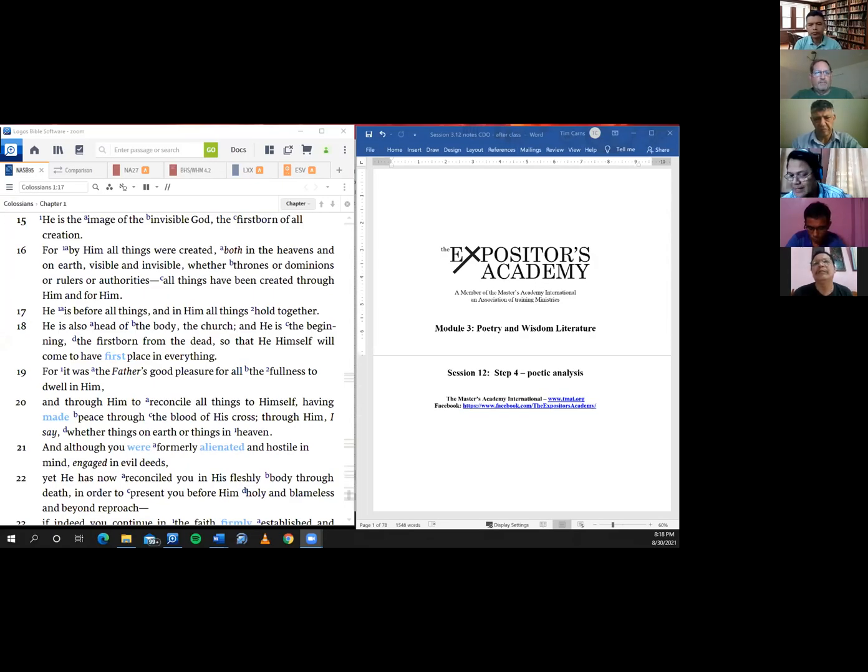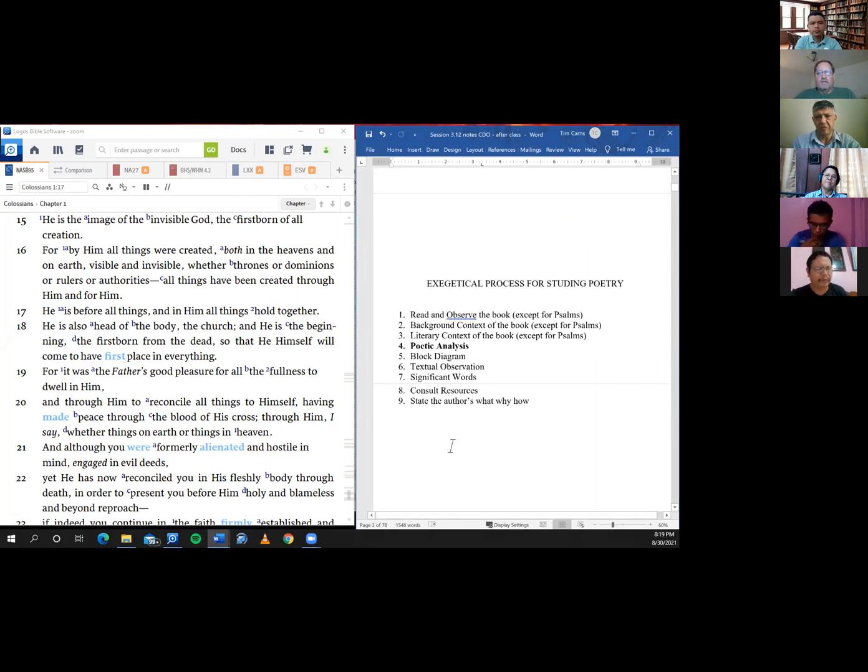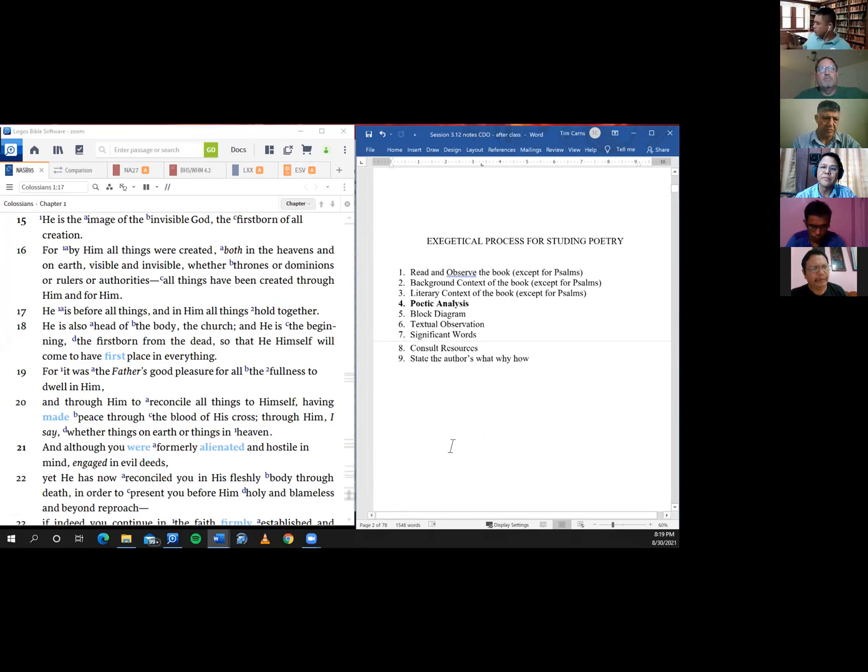Okay, so today we begin our focus on the actual exegetical process, step number 4, which we call poetic analysis. And again, it's the first major step focusing on the passage. And for the Psalms, this is where we would begin. We wouldn't do the first 3 steps, we would start in step 4.